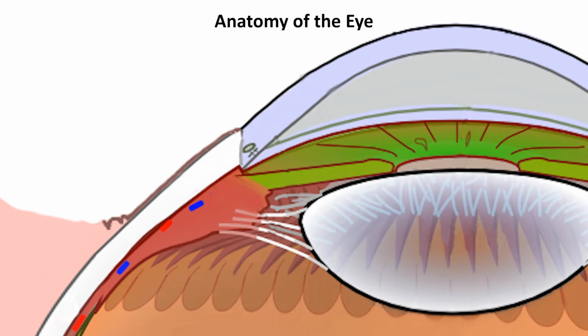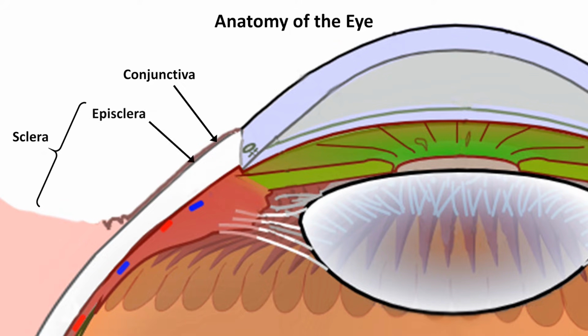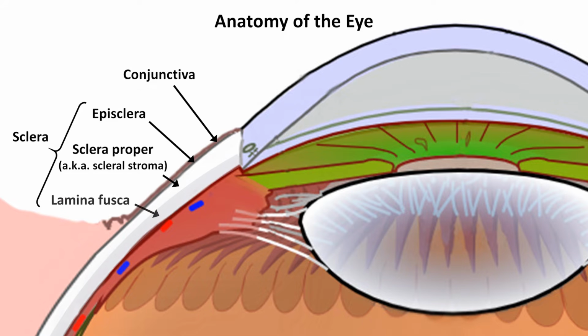Let's take a closer look at the anterior surface of the eye. What we commonly think of as just the sclera is actually composed of multiple layers, the outermost of which is not the sclera at all, but rather a thin membrane called the conjunctiva. Beneath the conjunctiva lies the sclera, but the sclera itself has several layers. The outermost is the episclera, then the sclera proper, also known as the scleral stroma, which gives the sclera its opaque white color, and then the lamina fusca, which is adherent to the choroid underneath. Even though the episclera is part of the sclera, the term scleritis refers to inflammation of the sclera proper, while episcleritis refers to inflammation of only the episclera.